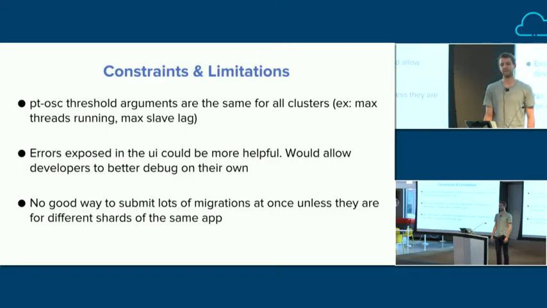The PTOSC threshold arguments are the same for all clusters. So threads running, slave lag, these different things that you can set on a migration that will set limits for it. Anyway, they're set globally. They could, for improvement, be set on a per cluster basis. We could make our error reporting better to the UI, which would make it easier for developers to debug things on their own. And we don't really have a good story around submitting a lot of migrations that aren't for a single sharded app.